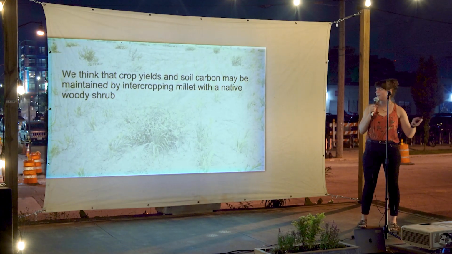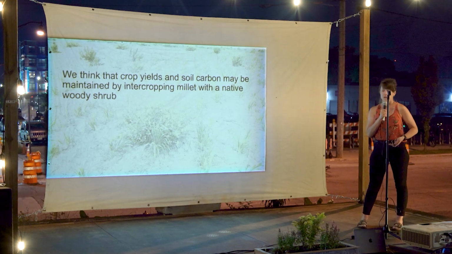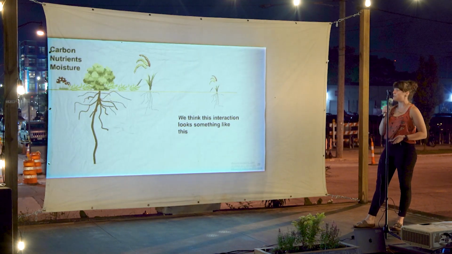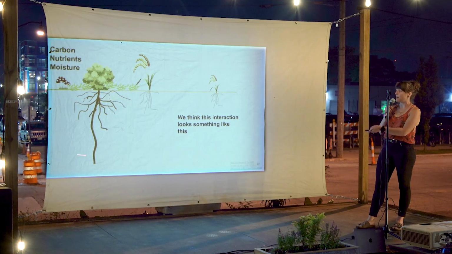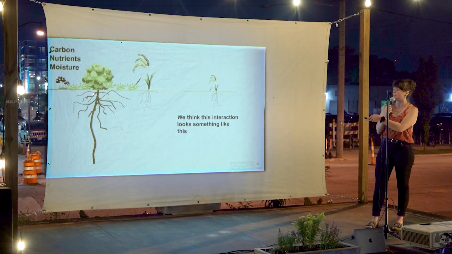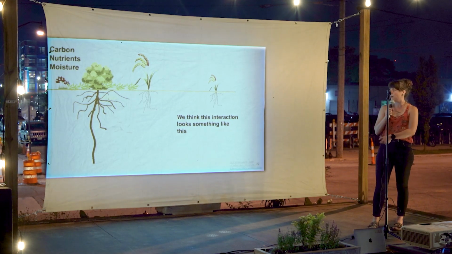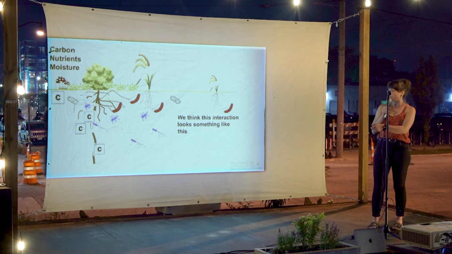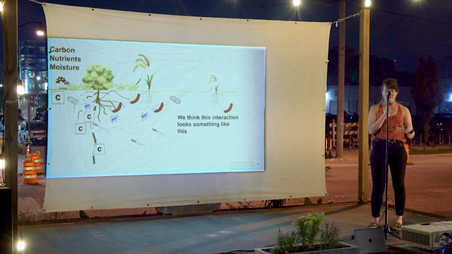Okay, so we think that these crop yields and soil carbon may be maintained by this intercropping system. And we think this interaction looks something like this. So we have our shrub with its great big taproots, and I call these residues, but they're dead leaves. That sounds less scientific, but they're dead leaves. And we have our millet plant growing close by and our millet plant far away. And then we have this microbial community that is drawn to these plants through root exudates and other processes.